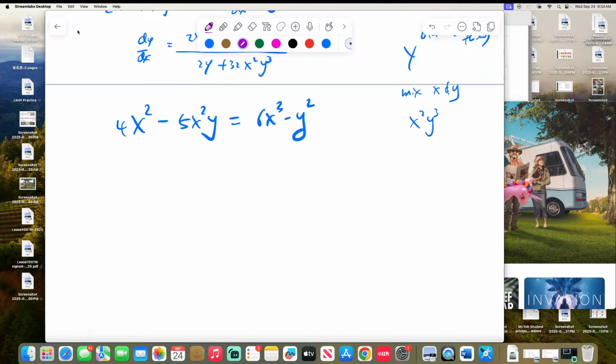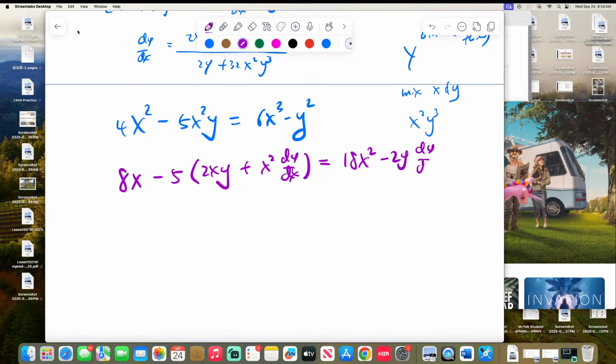We're going to do it together here. You can finish it out. If I take the derivative of 4x squared, it is 8x. Is that okay? I'm going to leave the 5 out there. I'm going to take the derivative of x squared y, which is 2xy plus x squared dy dx. Do you have this part? Equal to 18x squared minus 2y dy dx. Do you see every time you deal with y, you're going to have dy dx? Yes?